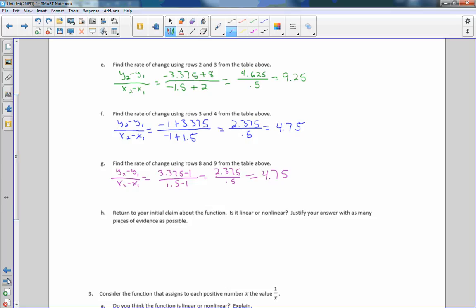Okay. Return to your initial claim about the function. Is it linear or nonlinear? And I would say non-linear. Reasons? The exponent's not 0 or 1. It is 3. And the other reason? My rates of change are not the same for everyone.